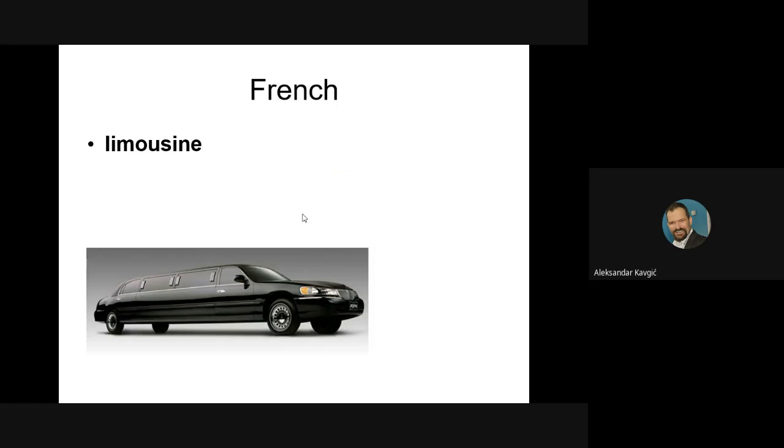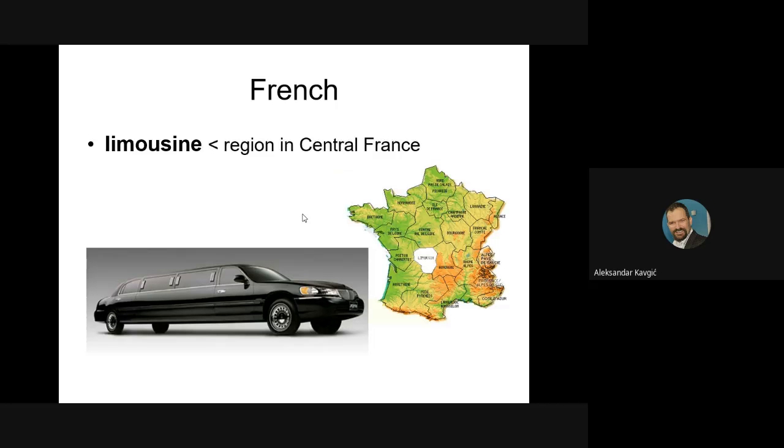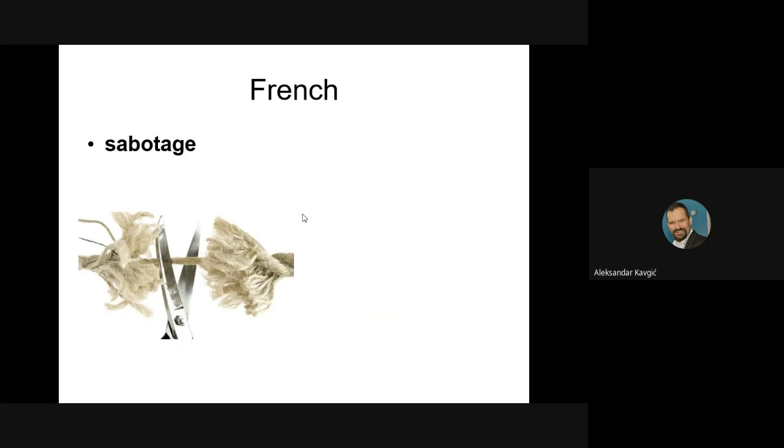Limousine is like Champagne. It's actually a region in central France. So this is an example of metonymy. So this is not narrowing, widening, or anything. This is an example that is identical to the one we did with Champagne. Now this one is my favorite.